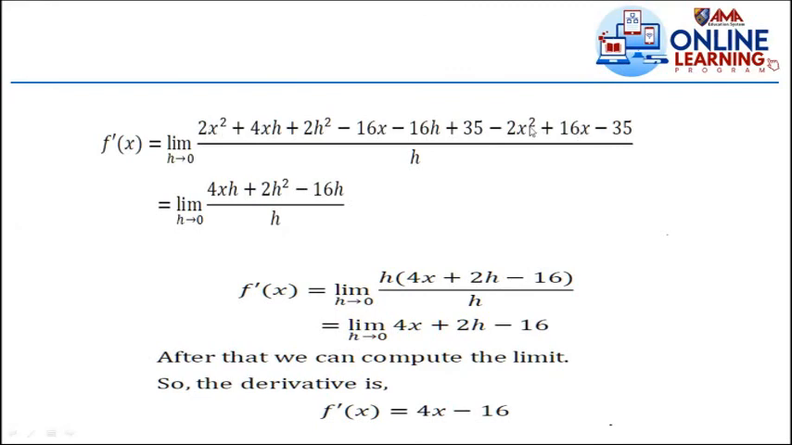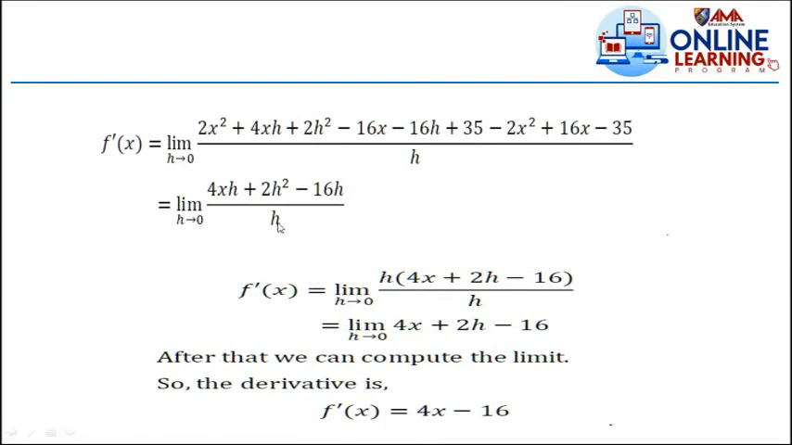2x squared, 2x squared, we're going to cancel. Negative 16x, positive 16x, will also cancel. Plus 35 minus 35, we're going to cancel. So what's left will be 4xh plus 2h squared minus 16h. Ito na po siya, no? 4xh, 2h squared, and then minus 16h.